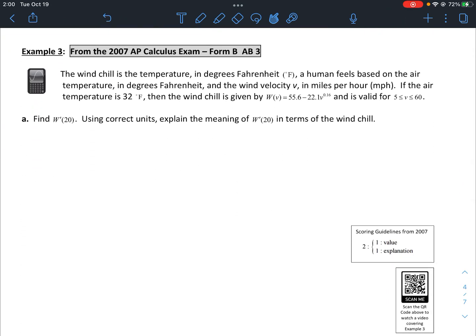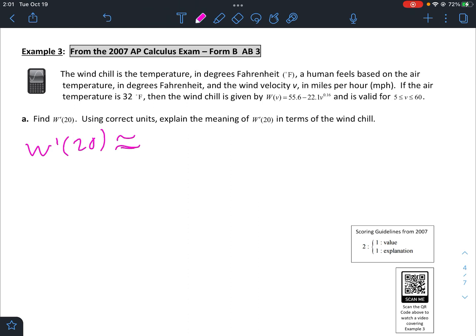Example 3, we have the wind chill and temperature. Degrees Fahrenheit a human feels is based on the air temperature, and the wind velocity is going to be V. The air temperature is 32 degrees. The wind chill is given by W of V, so that's going to be our function here, W of V, and it's valid for V equals 5 to 60. Okay? The question says find W prime of 20. Again, could we take this derivative by hand? Yes, but there's really no point in doing that when we have our calculators handy, right? So W prime of 20, you just find that right in your home screen there.